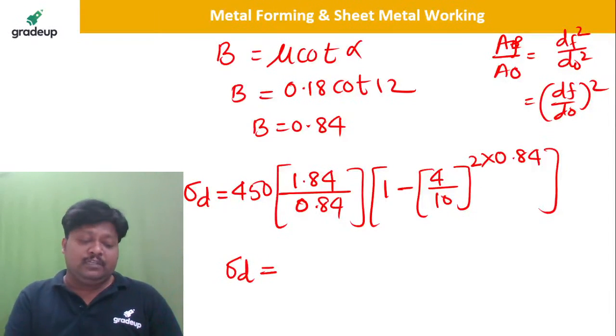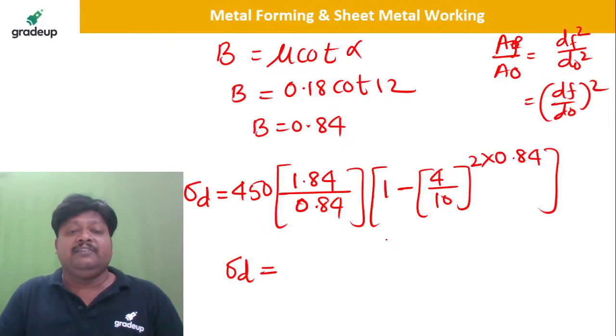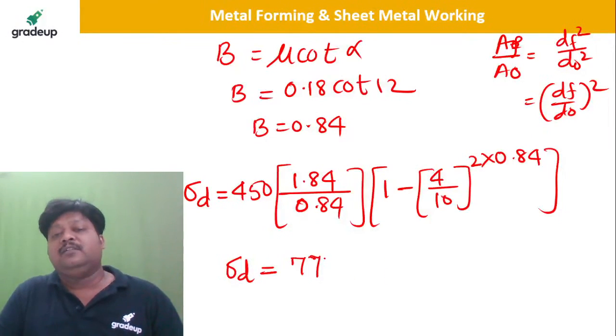See, I am doing the calculations. 0.84 multiplied by 2, 1.68. 4 divided by 10 to the power 1.68. 1 minus answer into 1.84 divided by 0.84 multiplied by sigma y 450. So 774, please check it out. 774.26 megapascal. See, I am doing the calculation with you.